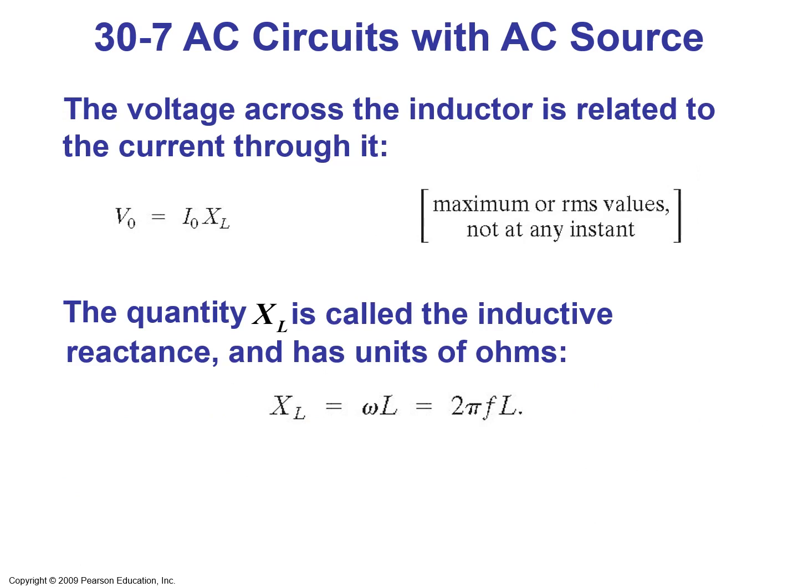The voltage across the inductor is related to the current through it by V naught is equal to I naught times XL for the maximum or RMS values, not for at any instant. The quantity XL is the inductive reactance and has units of ohms. XL is equal to omega times L and is equal to 2 pi times frequency F multiplied by L.